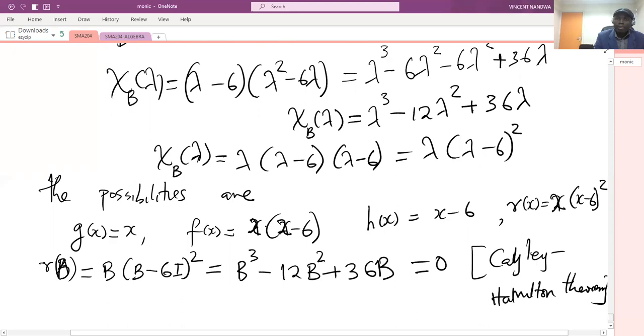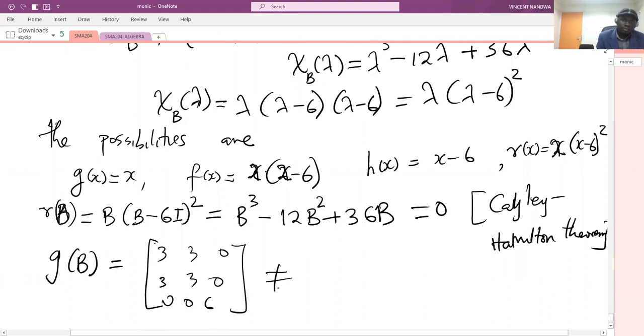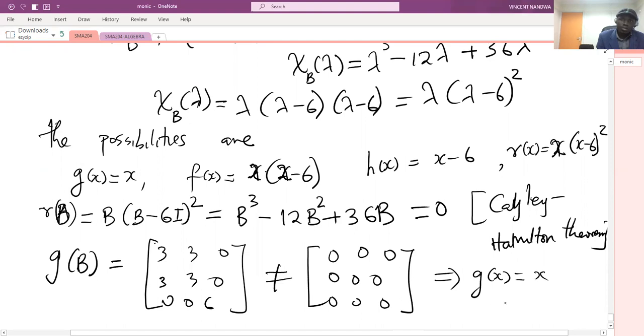And then what we know is that G of B will just be given by the matrix itself, which is 3, 3, 0, and then 3, 3, 0, 0, 0, 6. Obviously, this is not the same as the zero matrix. So this implies that G of X equals to X cannot be a minimal polynomial, because it doesn't give us a 0 matrix. So this one we have ruled out.